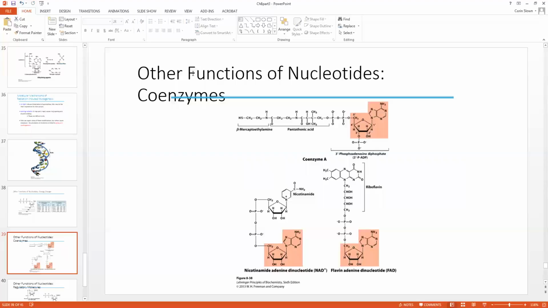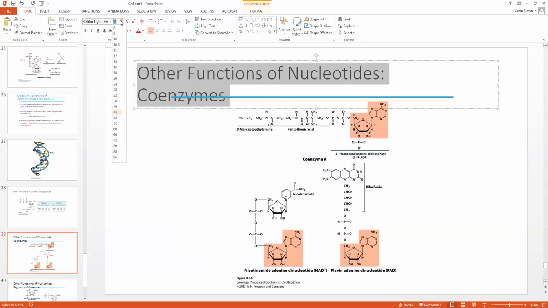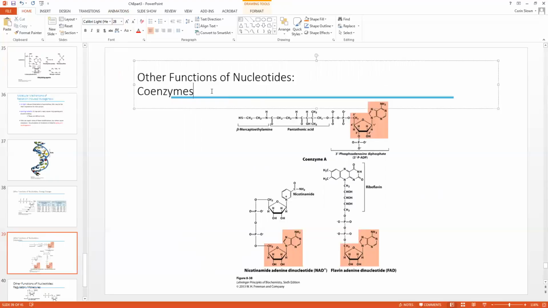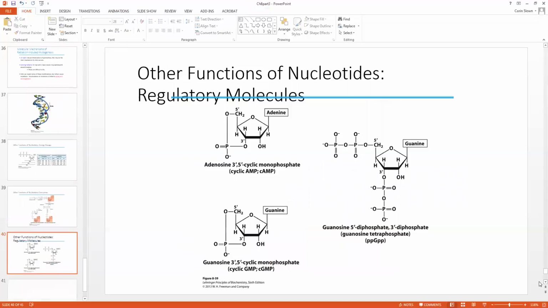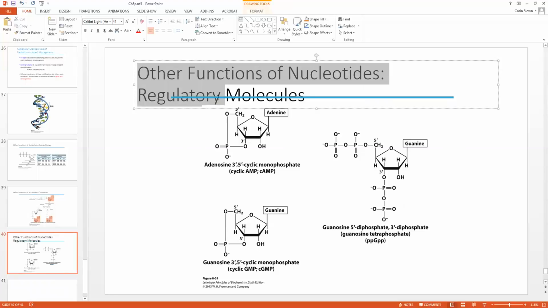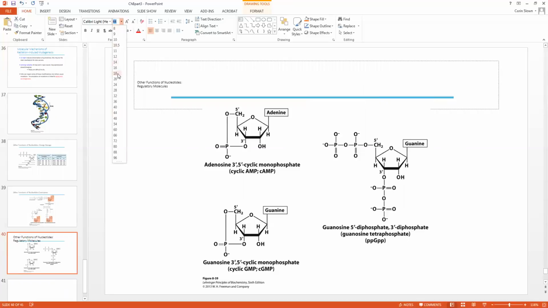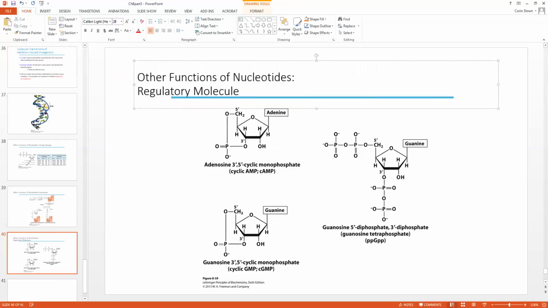And then if we look at coenzymes, it should be no surprise that I also have nucleotides that can function as coenzymes, where the 3-phosphoadenosine diphosphate, or the flavin adenine dinucleotide and nicotinamide adenine dinucleotide are the basis for coenzyme A, and these other electron transport molecules. And finally, we also see regulatory molecules. So these are molecules that play a significant role in cell signaling. You can take a look at their structure here.